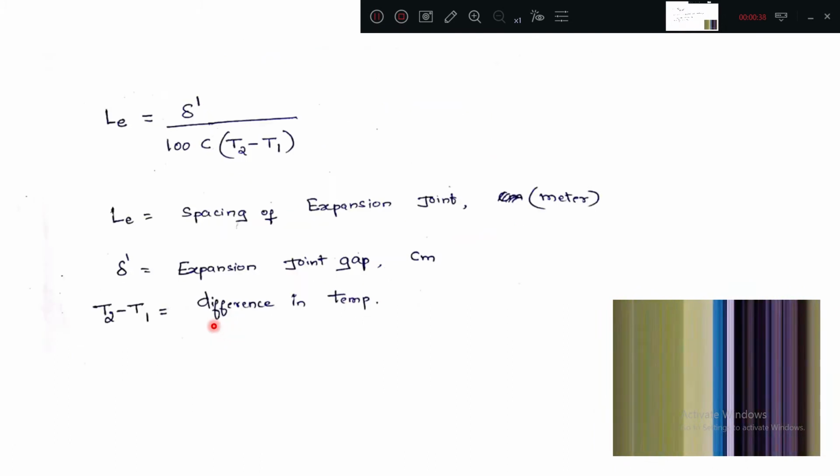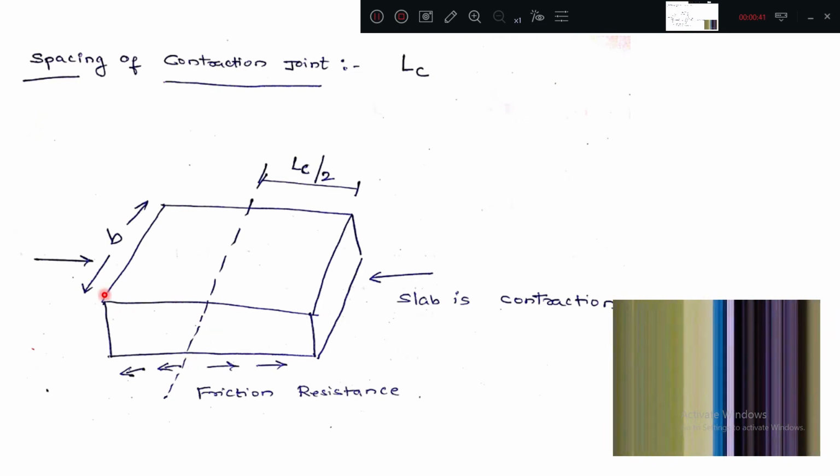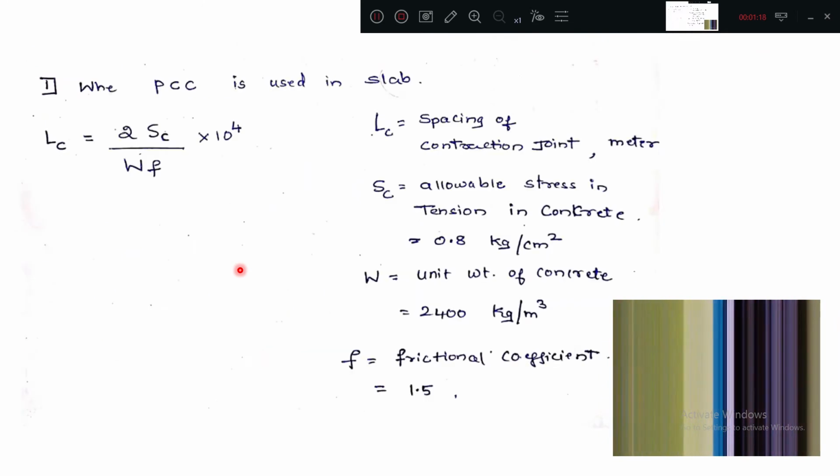Now, when you come to this problem, it depends upon the width of the slab, which we generally call B, and LC by 2 is half of the contraction joint spacing. Whenever contraction is happening, there will be frictional resistance of the subgrade which resists the contraction. The slab is contracted, and the frictional resistance opposes the slab movement. This contraction will come when there is a setting of concrete during the fresh state, or during the winter state.